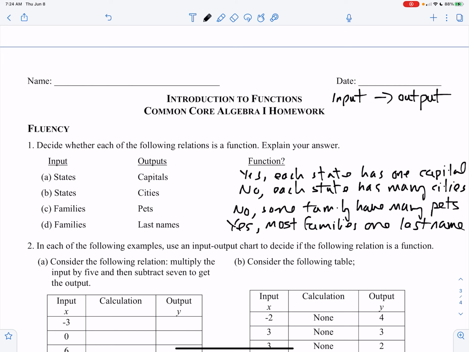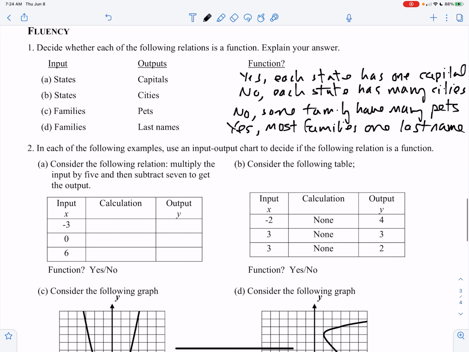Okay, so that's really what we're trying to define. Now, in number 2, we're taking a look at the following examples using an input-output chart to decide if each of the following relations is a function. So in part A, consider the following relation. Multiply the input by 5 and then subtract 7. So 5 times the input, subtract 7. This is what we're going to do to get an output.